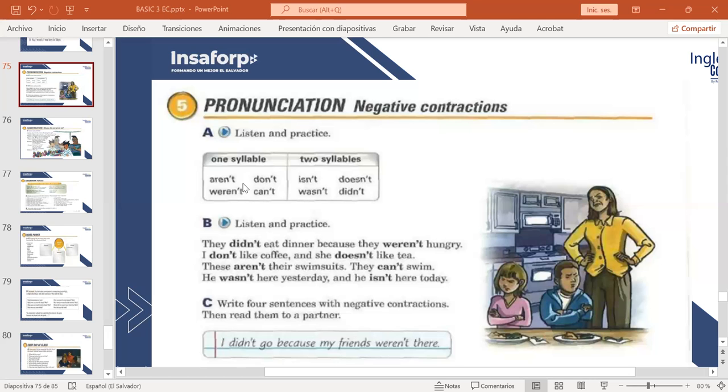Okay? Because here we listen to ones aren't, don't, weren't, can't, and here we listen to two syllables. Se escuchan dos syllables. Escuche. Isn't, doesn't, wasn't, didn't. That is the difference.